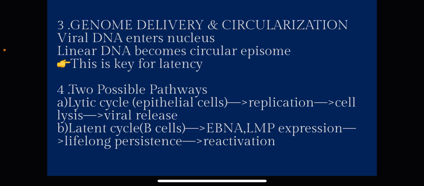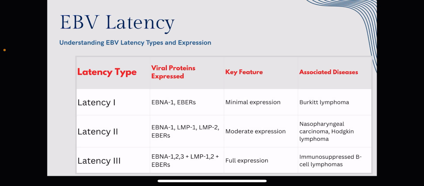In the latent cycle, which happens in the B cells, limited proteins are expressed like EBNA, LMP expression, which lead to the lifelong persistence and then reactivation. Now, let's look into the types of latency. Latency 1, latency 2 and latency 3.